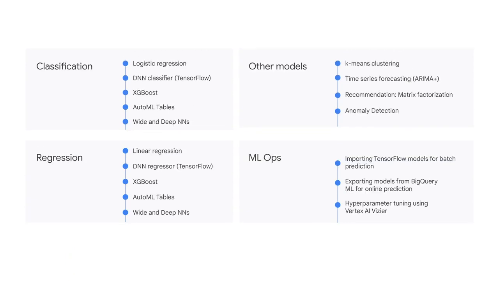Once you have your problem outlined, it's time to decide on the best model. Categories include classification and regression models. There are also other model options to choose from, along with ML ops. Logistic regression is an example of a classification model, and linear regression is an example of a regression model. We recommend that you start with these options and use the results to benchmark to compare against more complex models such as DNN, deep neural networks, which may take more time and computing resources to train and deploy.